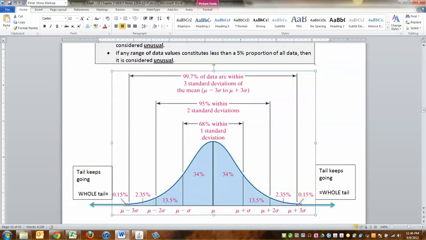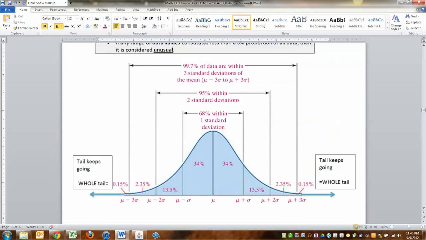Okay? And then I wanted to add something to these pictures because it's a good picture, but I want to make sure that you understand that this tail keeps going. It doesn't stop at 3. It keeps going and going and going. So you can get 4 standard deviations away, 5 standard deviations away, 6 standard deviations away, and so on. By the same token, you can get that many standard deviations away on the low end. So you could get 3, 4, 5, 6 standard deviations away on the low side.